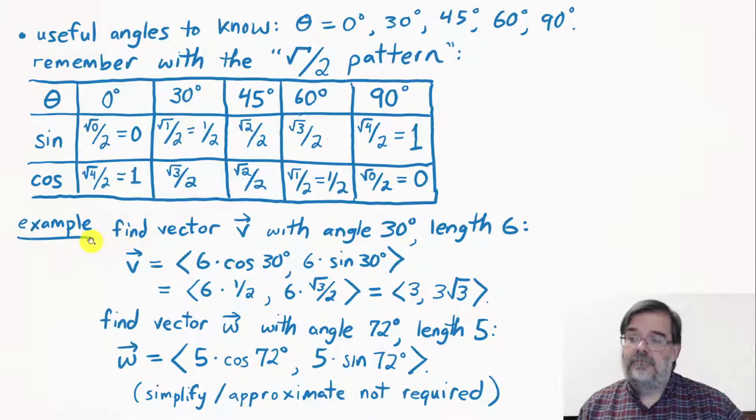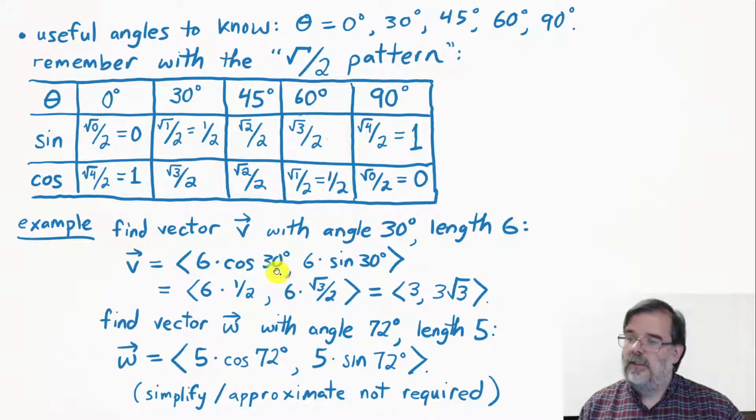So for example, let's say you're asked to find a vector v with angle 30 degrees and length 6. Well, the way you calculate that is you're going to do 6 times the unit vector that makes an angle of 30. In other words, the vector v you're looking for is 6 times cosine 30, comma, 6 times sine 30. And since this is one of those basic angles, you can simplify this pretty nicely.